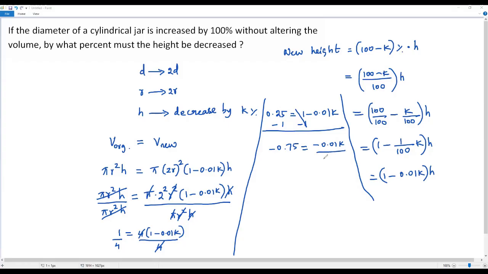Let me divide both sides of this equation by negative 0.01. The negative 0.01 cancels, and the negative cancels out. When I divide 0.75 by 0.01, I get 75. On the right side, we have K. I got the value of K. The value of K is 75. We had assumed that the height has to be decreased by K percent so that the volume will not be altered. So the height has to be decreased by 75%.